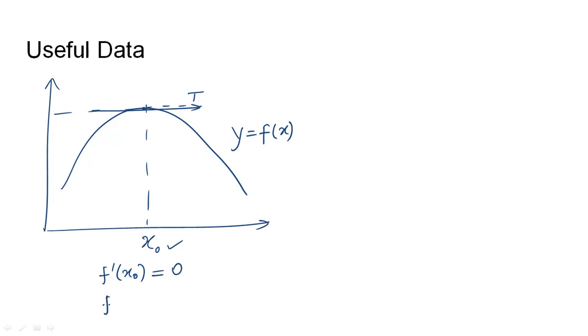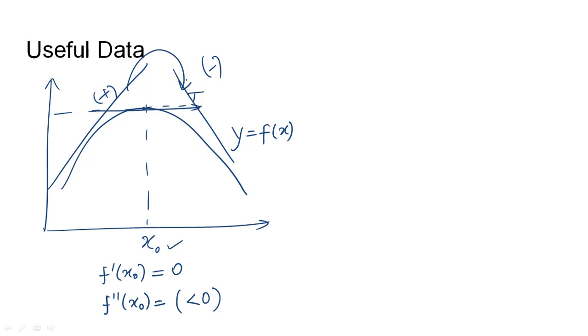A subsequent check is that the double derivative at x0 is found, and for a maxima this should be less than 0, because the slope is positive here and the slope is negative here. So we can see that the change of slope is positive to negative, which is negative.